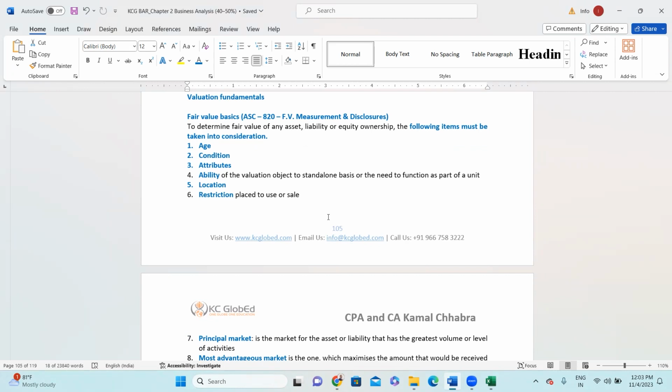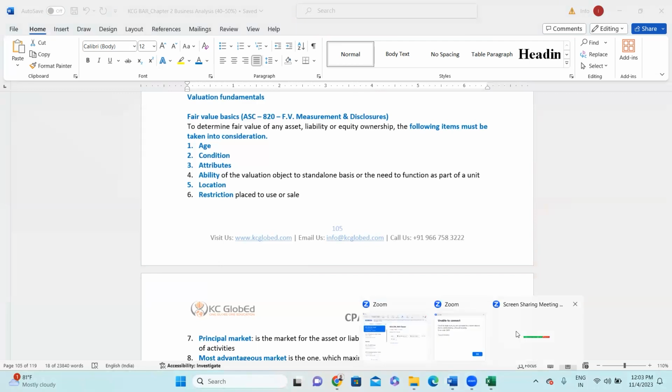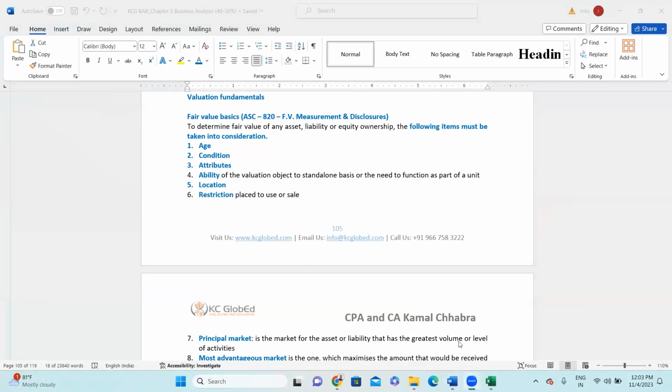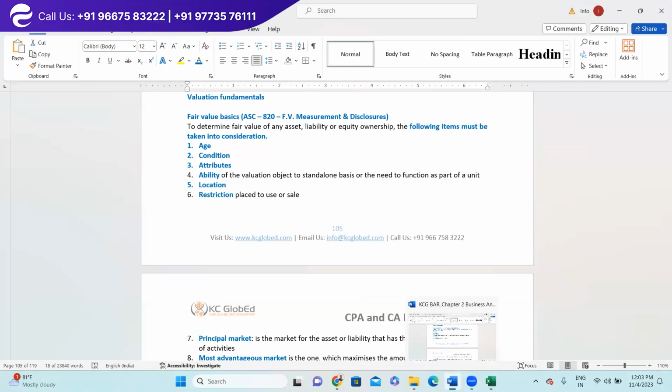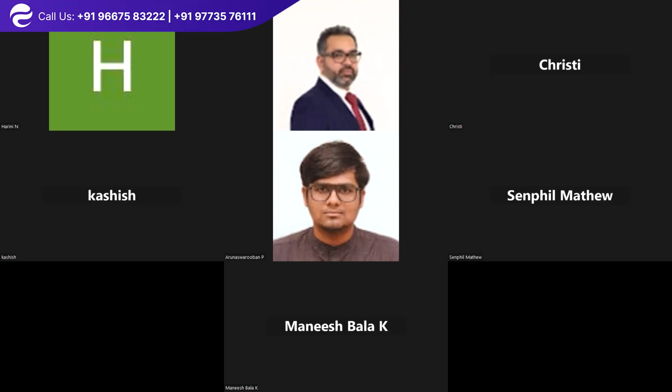So have you heard about restricted assets by any chance? Have you heard this term, restricted assets? Yes, sir. What is that? So basically restricted for any particular use. Restricted only for a particular purpose. Other than that, you cannot use it.